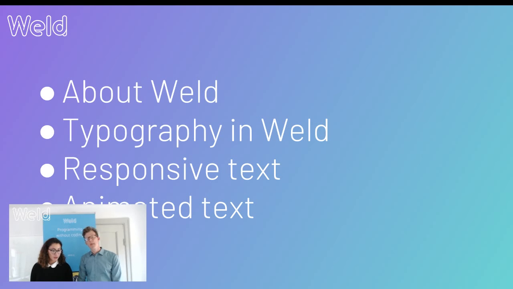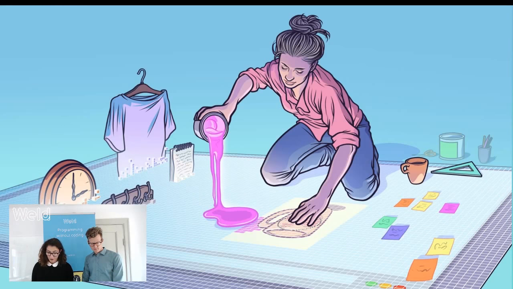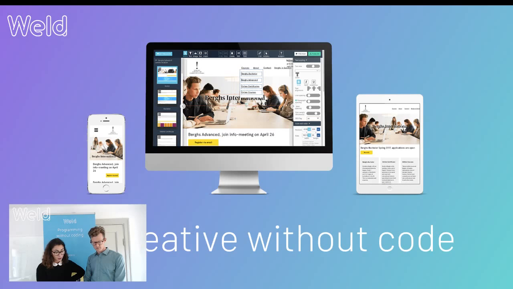We're going to talk about typography in Weld, responsive text and animated text. Weld is a web designing tool, as we say it. It's just like working in PowerPoint or Keynote. It's quite easy. And Weld is also responsive to all devices. You can have it on a TV screen, your phone screen, iPad, or computer. Even a watch.